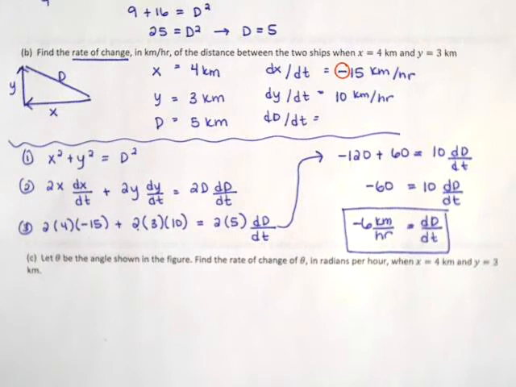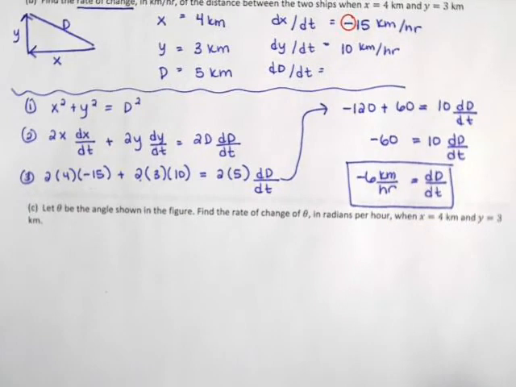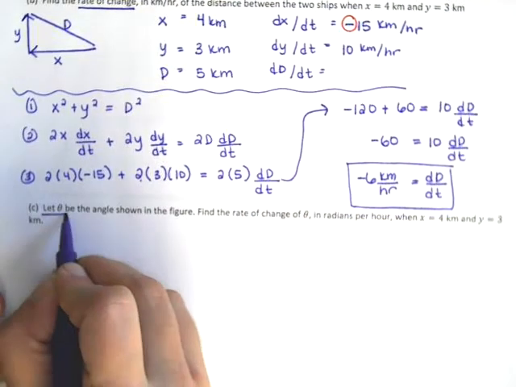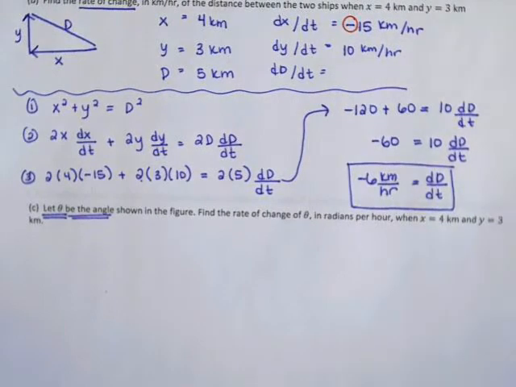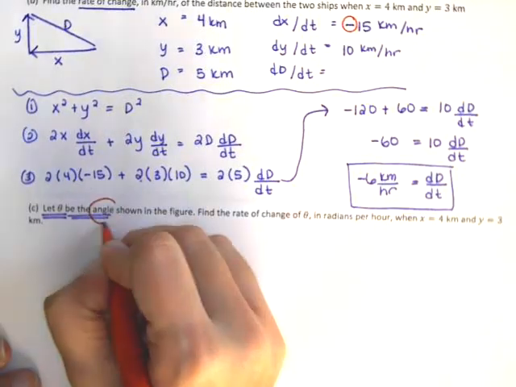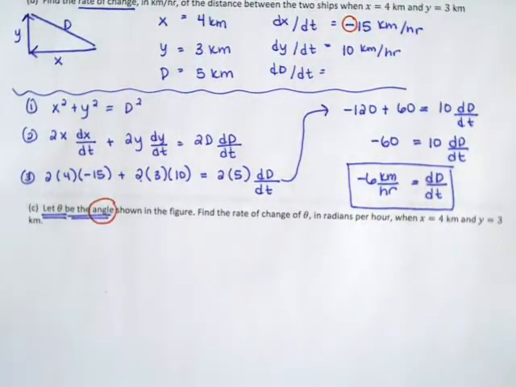Now this all should kind of remind you of what we did yesterday, but here's where we change things up and we use a trig formula. You'll notice in part C the problem starts by saying, let theta be the angle shown in the figure. All of a sudden we're talking about an angle. That's your clue. You're probably going to need a trig formula. Find the rate of change of theta in radians per hour when x is 4 and y is 3.